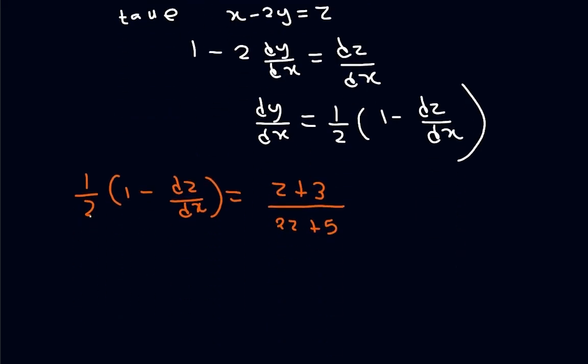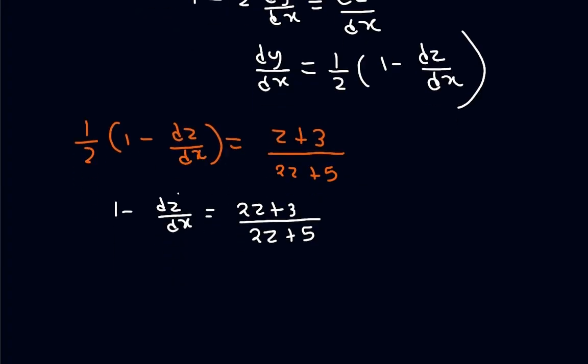Now if we multiply the entire equation by 2, we come up with a differential equation that looks like this: 2z plus 3 divided by 2z plus 5. Now we can simplify this further. If we move dz by dx to the right hand side, this is 1 minus 2z plus 3 divided by 2z plus 5. If we simplify this further, we end up with something like this: 1 over 2z plus 5. You can see that now this differential equation can be solved using the separation of variables method.